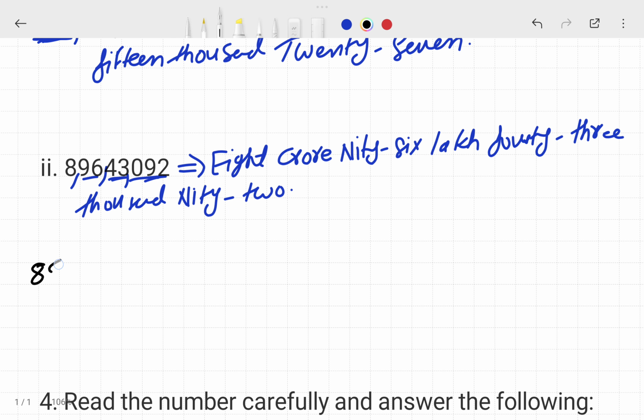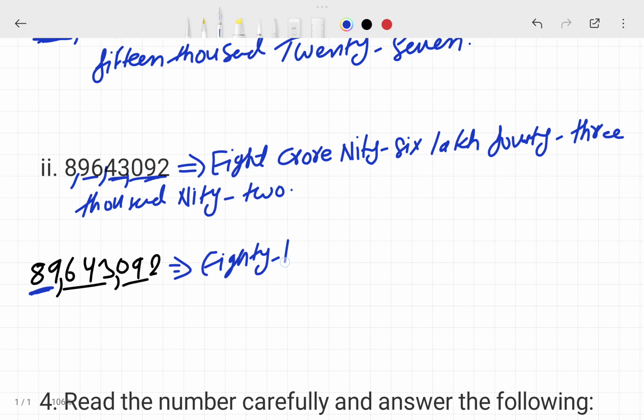Now we have to write it in the international system. This is given 8964390. With commas after 3 digits, what is it going to be? It is going to be 89 million, because this is the million place. If there were a 1, then it would be 189 million. But 1 is not given, so this is simply 89 million.